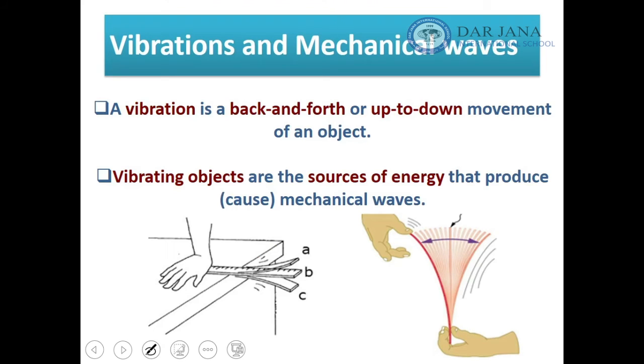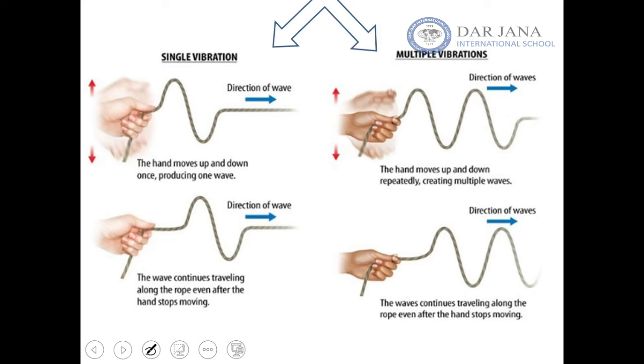Now, what causes this mechanical wave? A vibration is a back and forth or up and down movement of an object. This vibration will cause this wave. Now, vibrating objects are the source of energy that produce or cause the mechanical waves. In this example, you are shaking a rope. The direction of the wave again is horizontal, and the vibration of the rope is up and down, vertical.